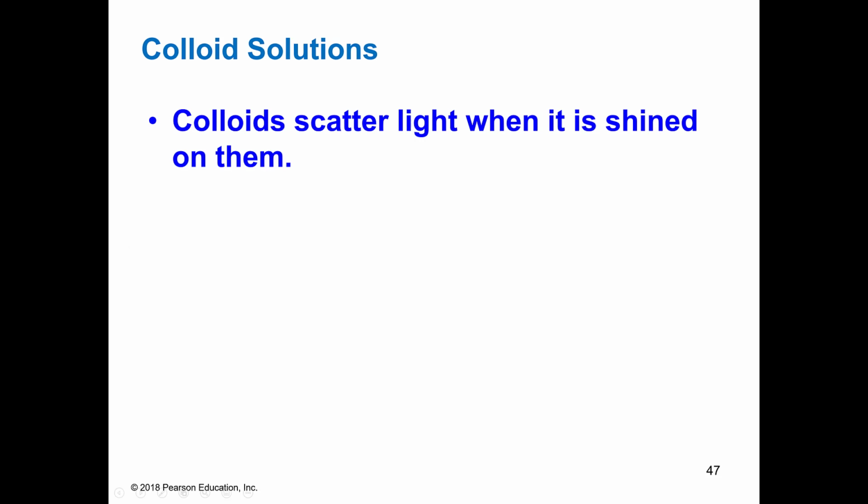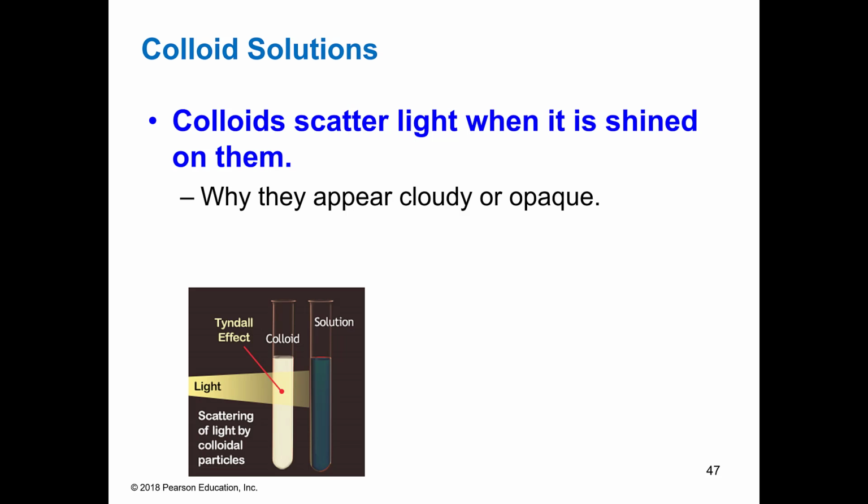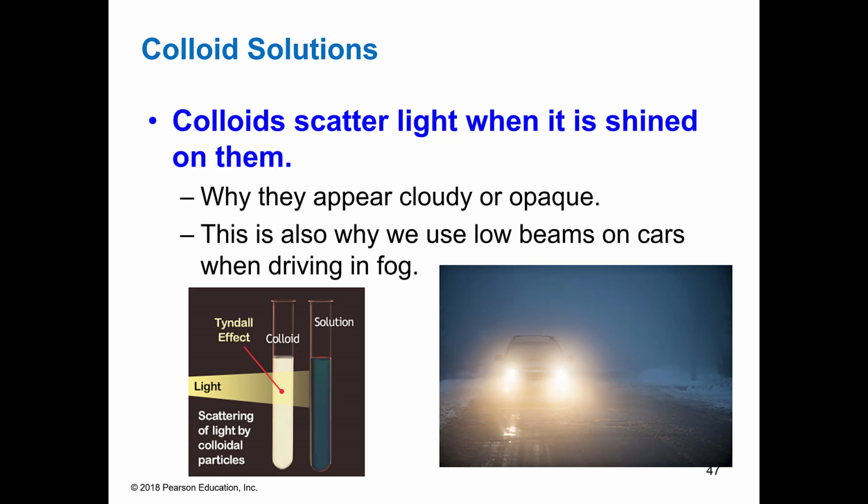So the defining quality of colloids is that they scatter light. If you shine a light into a colloidal solution, a lot of the light won't pass through. That's why they appear cloudy. And that's also why, if you're in a foggy area, you put your low beams on, pointing those beams down towards the road instead of straight in front of you. If you do them straight in front of you, then that light is just going to be scattered and you're not even going to see what's in front of you.